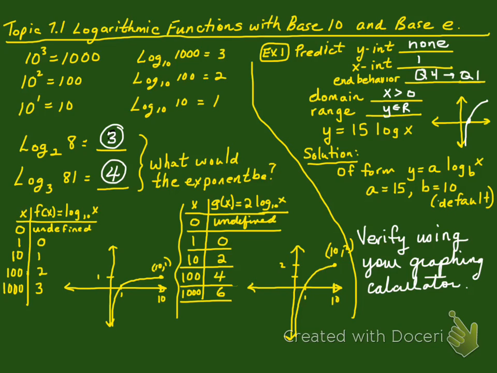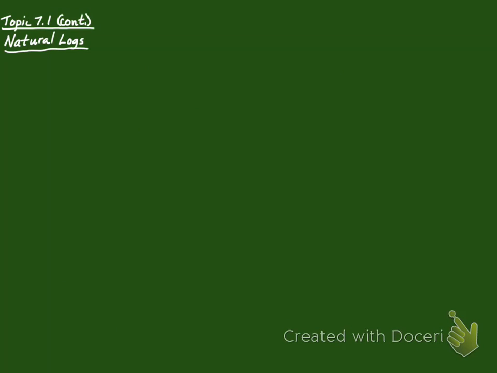If we graphed it, you will notice that the y-intercept, there isn't one. There's only one x-intercept. The end behavior, the graph moves from quadrant 4 to quadrant 1. The domain is x is going to be bigger than 0. It's not going to be equal to 0. It's going to approach 0, but it's never going to touch 0. So it's always going to be greater than 0. And for our range, y is going to be any real number. And you can plug that into your calculator as 15 log x and have a look at it, and you can verify it. We're going to talk a little bit about natural logs as we continue.